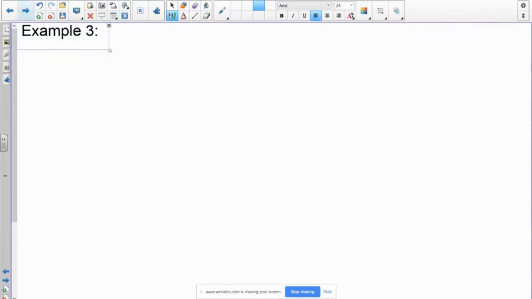Third example, and this would be the fifth set when you are looking at your packet or when you're taking the test on this. This would be the fifth set. And so this set has you doing multiple steps. You're going to distribute. You're going to combine like terms sometimes. You're not going to just do one or the other all the time.